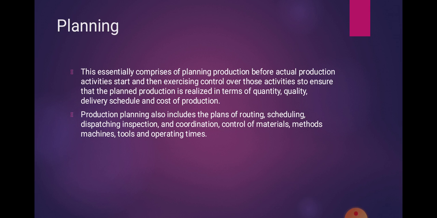So there is a procedure for production planning which includes the plan, routing, scheduling, dispatching, inspection and coordination, control of materials, methods or machines used, tools and operating times. These are the main parameters which are considered while doing any kind of planning for the manufacturing of the product.